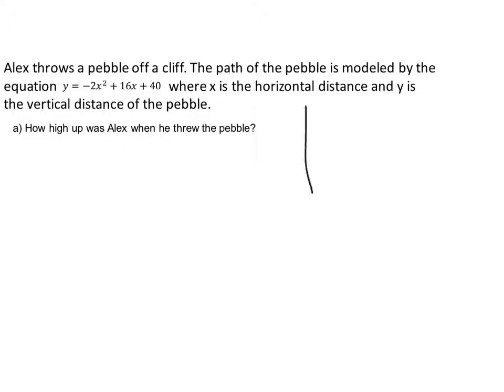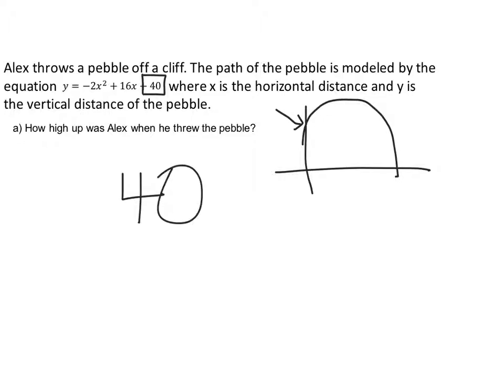So gotta think, if this is kind of what it would look like for Alex throwing this pebble, it's going to look like that. We're looking at the initial height, or how high up he was at the start. So we're looking at that thing right there, which is really just where it crosses the y-axis. So you got to think, that's when x is 0. So if I plug in 0 for x, it ends up just being our c value. So initial height's pretty easy. It's just that c value. For this, it's 40. It doesn't say the units, so we can just say 40.